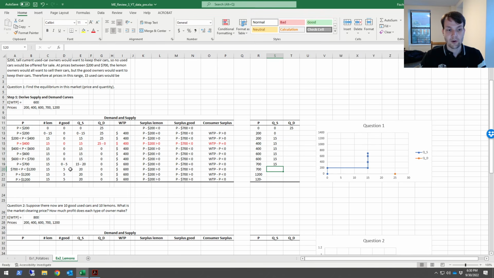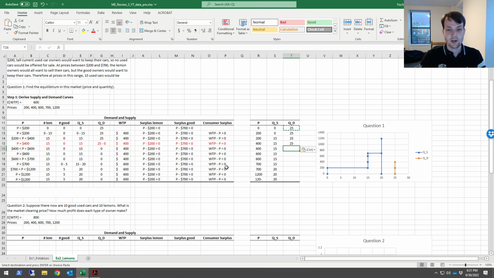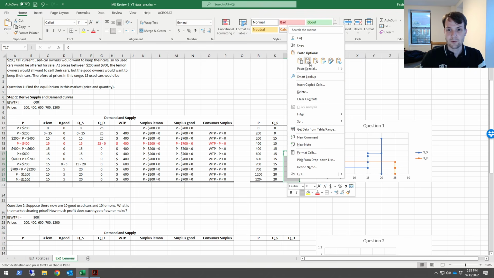At 700, we're going to have between 15 and 20. So we're going to enter 15 in the first row, 20 in the second. And it's just going to remain 20 for the other ones. Similarly, we're going to look at the demand. It's 25 up to a price of 400, so we're going to keep 25 all the way down here. At 400, it can be between 0 and 25, so it's a 0 here. And for all the other ones, demand is going to equal 0, so we're going to plot all of those here.